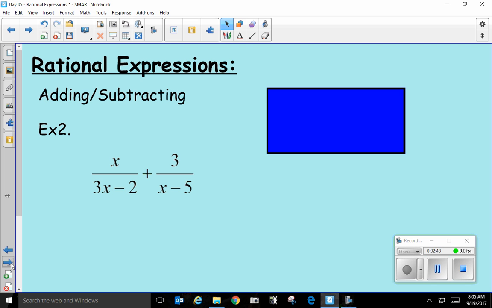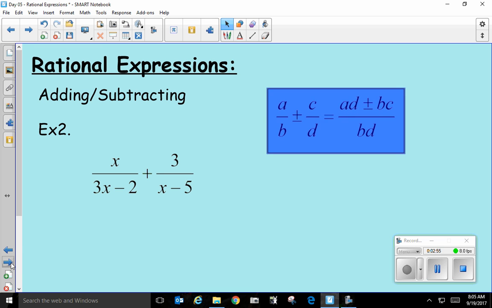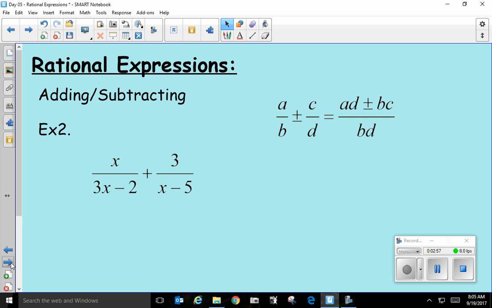Here is where it gets fun. Adding and subtracting fractions. What do we know about fractions when we add and subtract them? They have to have a common denominator. You absolutely have to have a common denominator. I will write this down for you. Write this down.